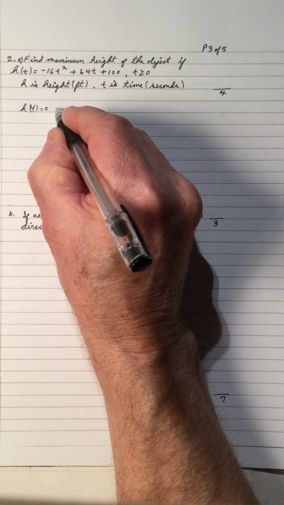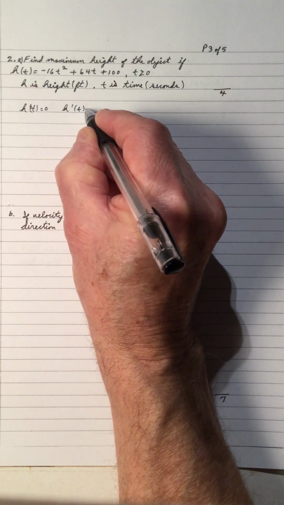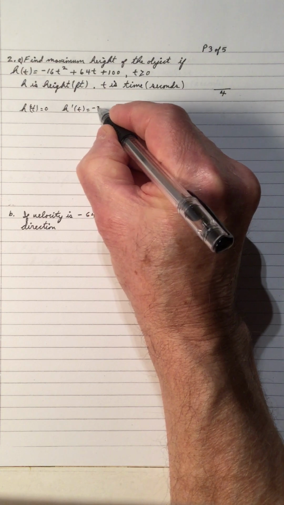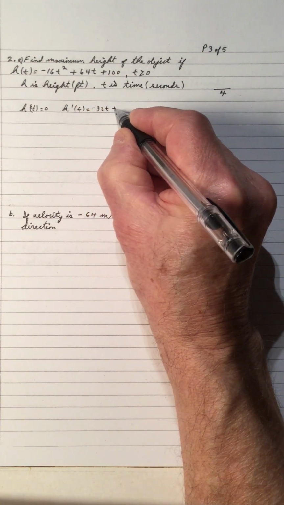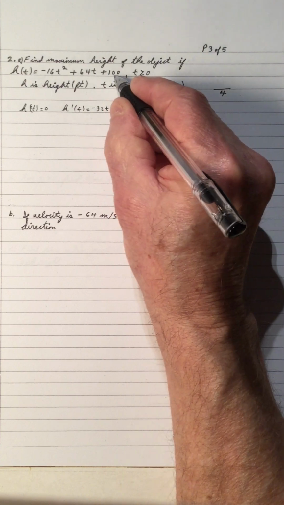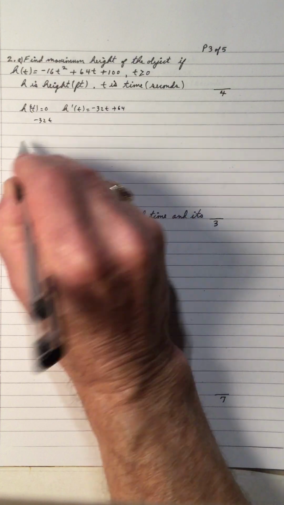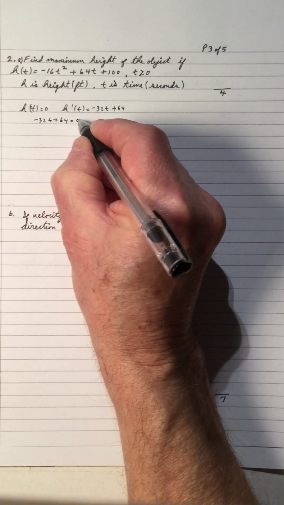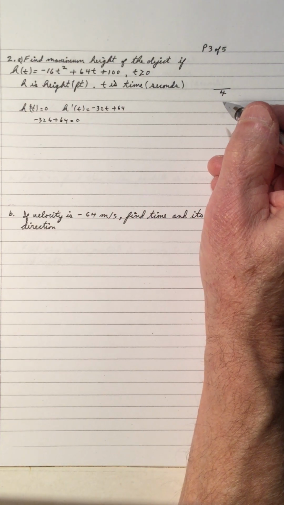So that means, h prime of t, do the derivative: we get negative 16 times 2 is negative 32t. Derivative of 64t is 64. Derivative of a constant is 0. So we have negative 32t plus 64 equals 0. That's the slope of the tangent being 0, and that will give you its maximum height.